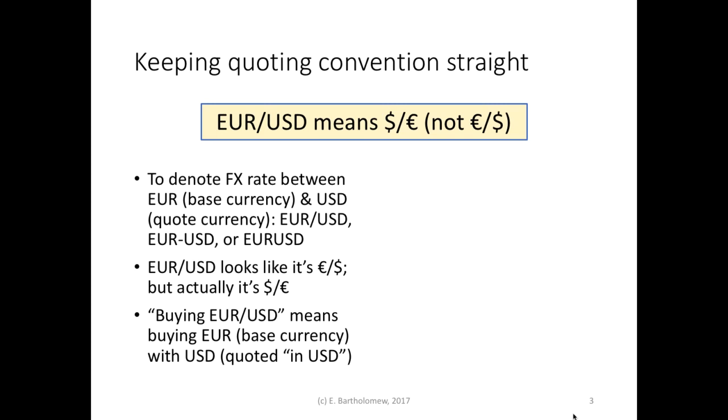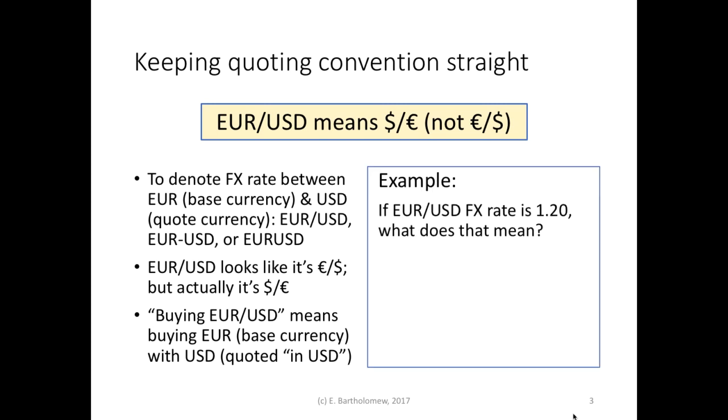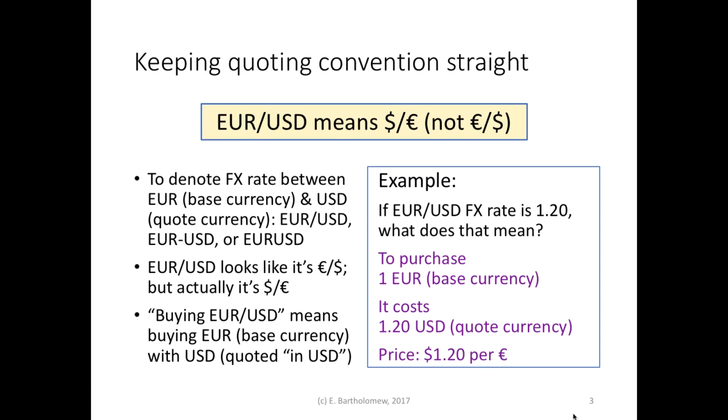So when we talk about buying EUR/USD, it means we're buying the base currency, we're buying euro, and we're paying for it with the quote currency. So we're buying the first, the base, and we're paying in units of the second. So for example, if the EUR/USD FX rate is 1.20, what does that mean? It means to purchase 1 euro, that's the base currency, it costs 1.20 USD, the quote currency. So the price is $1.20 per euro.